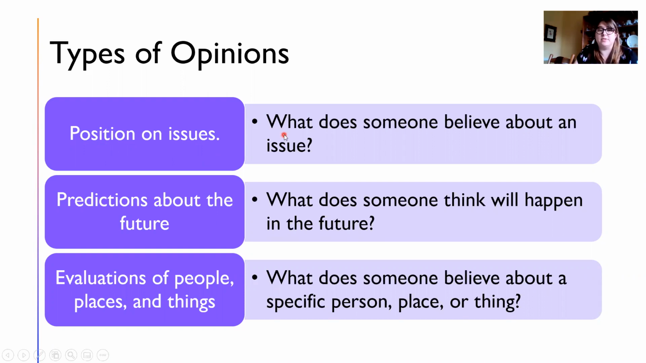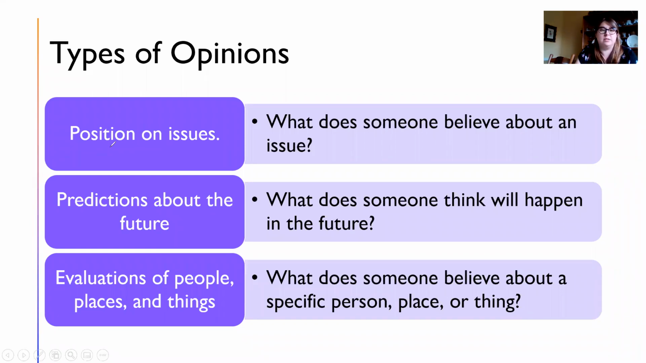So the question we would ask for these is, what does someone believe about an issue? What are your personal views on education? What are your personal views on finances? What are your personal views on politics? Those things are all positions on issues.